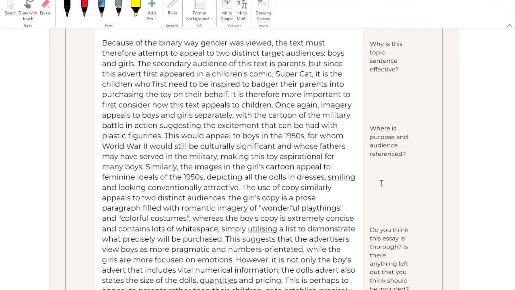The use of copy similarly appeals to two distinct audiences. The girl's copy is a prose paragraph filled with romantic imagery of wonderful playthings and colourful costumes, whereas the boy's copy is extremely concise and contains lots of white space, simply utilising a list to demonstrate what precisely will be purchased. This suggests that the advertisers view boys as more pragmatic and numbers orientated, while the girls are more focused on emotions.